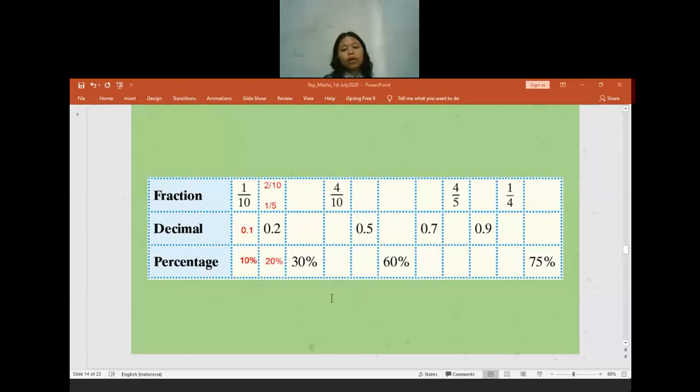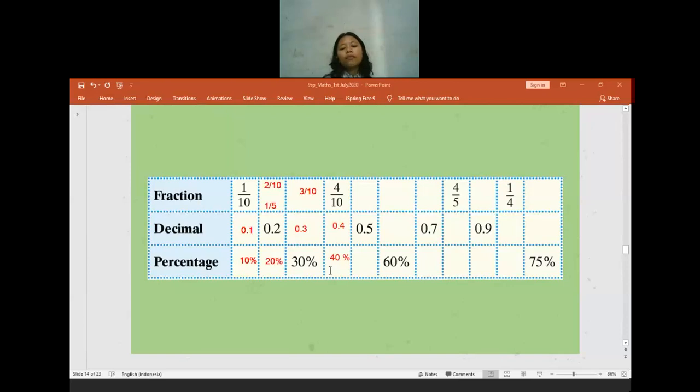Now let us continue for the 30%. What is the fraction of 30%? 3 by 10. Okay. What about the decimal? 0.3. Okay, good job. 4 per 10. What is the decimal? 0.4. Okay, what is the percentage? 40%. Okay, good job.